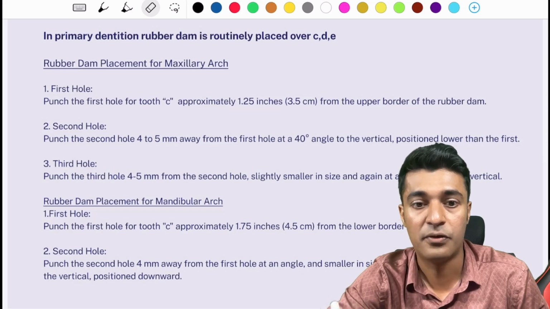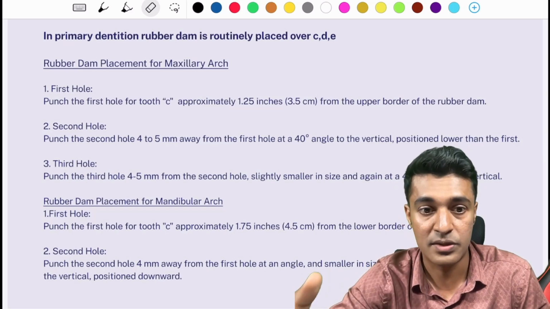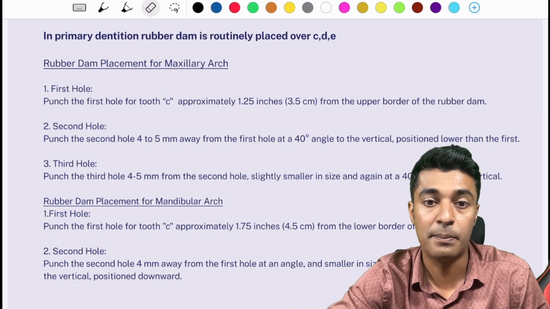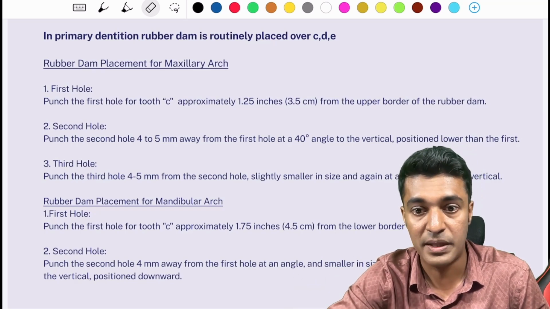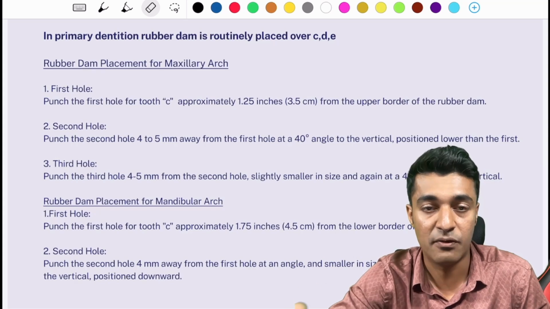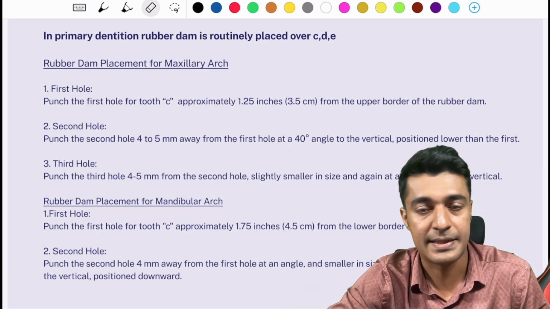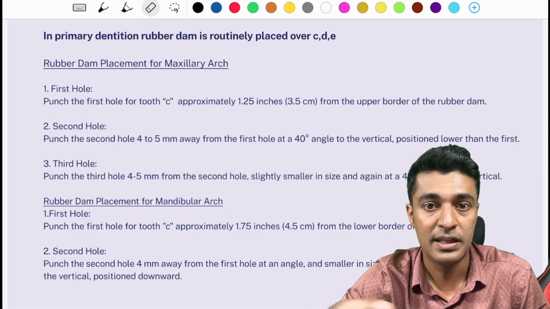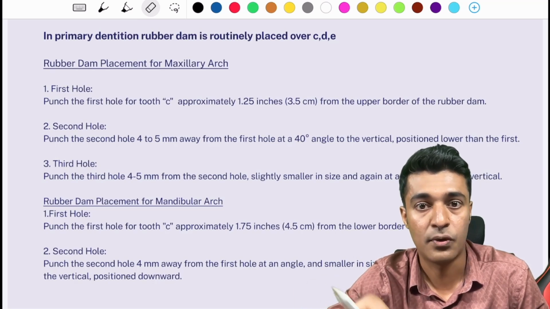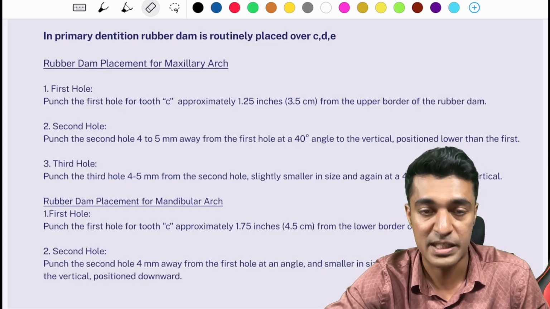Just like that, for the mandibular arch, the first hole is also punched for C, which is 1.75 inches from the lower border of the rubber dam sheet. The other one, it was 1.25 inches. The second and the third hole is for the D and E, that is 4 to 5 millimeter from the respective holes.